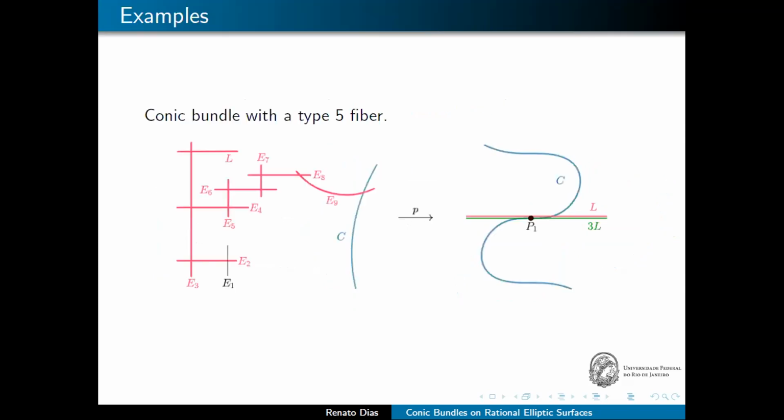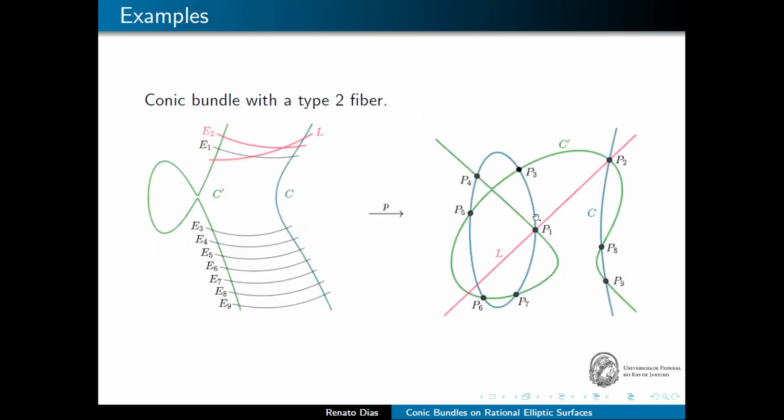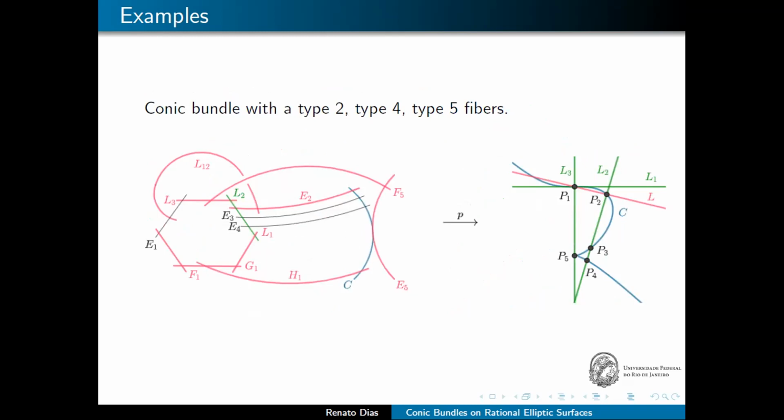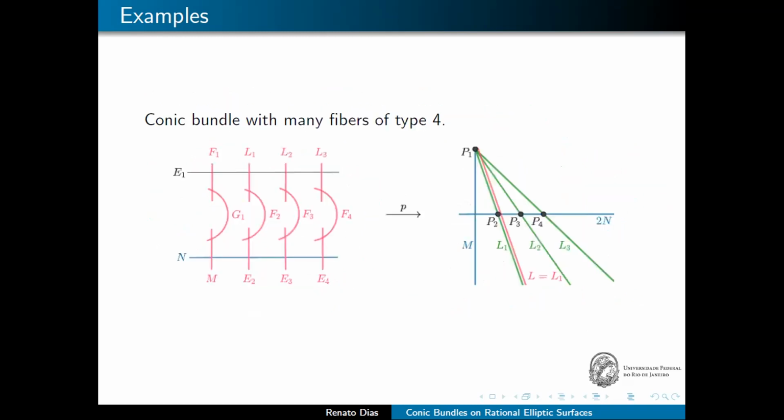Using this method, I've built many examples. This one, for example, we obtain a type 5 fiber, this fiber here in pink. Here we have a type 2 fiber, which is 2 exceptional curves meeting at a point. Here we have a conic bundle with type 2 and type 3 fibers, and so on. You can do examples like this forever. Here we have many fibers of type 4, which is a kind of nice picture.